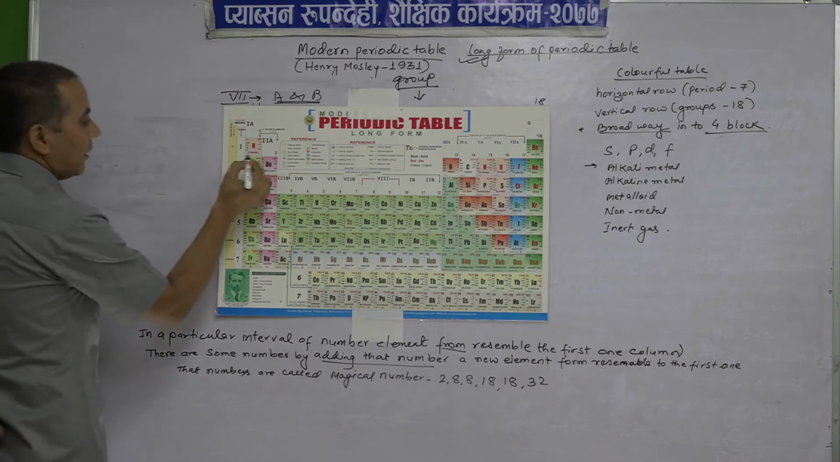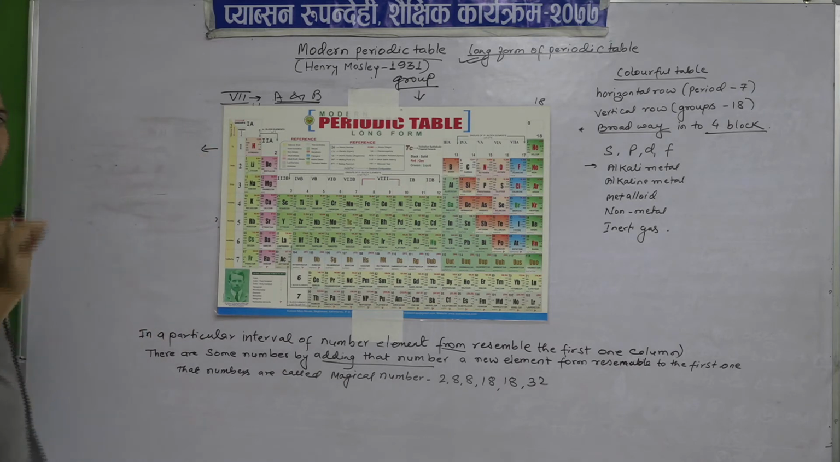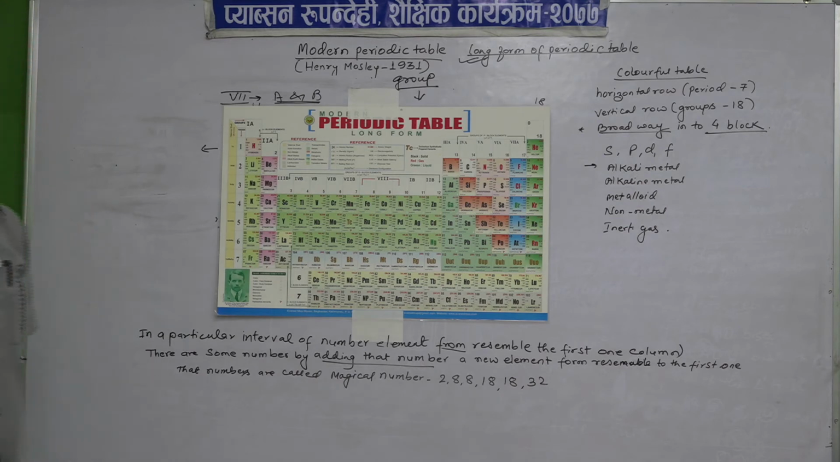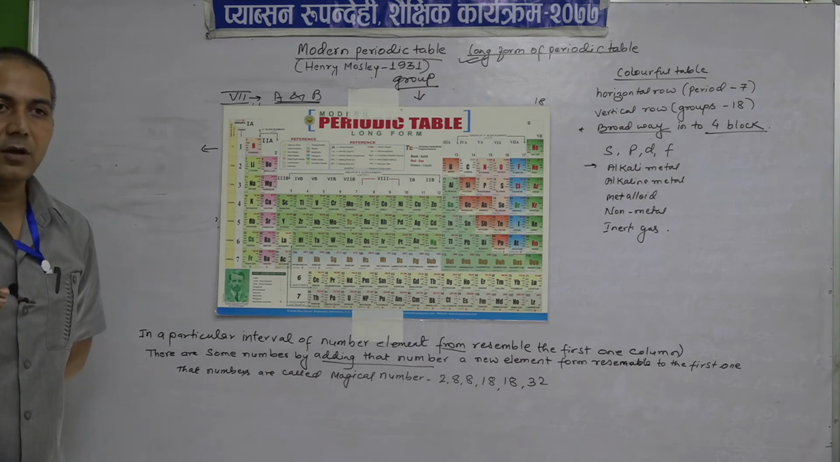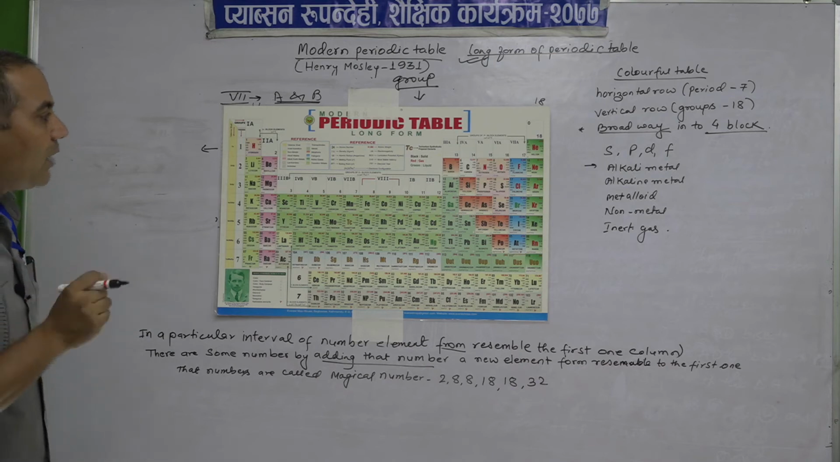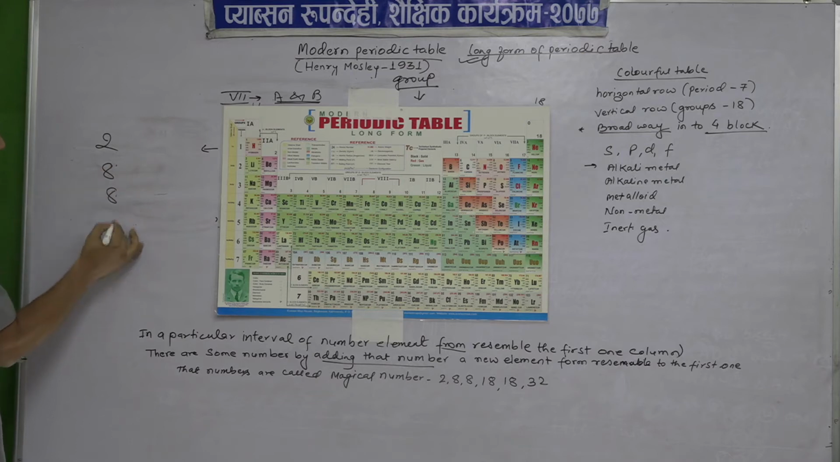You may not be clear there. Suppose hydrogen, that is the first element. We have to find the atomic numbers of elements of the same type, and for that we use the magic numbers 2, 8, 8, 18, 18, 32. Now, what is this?